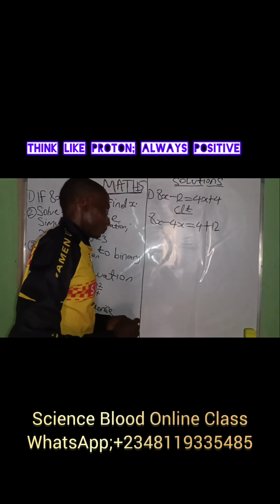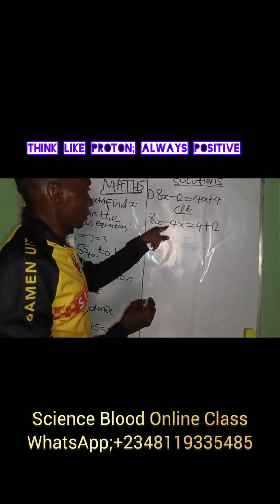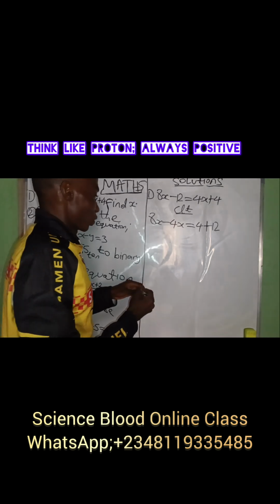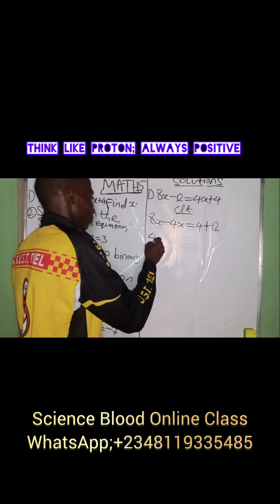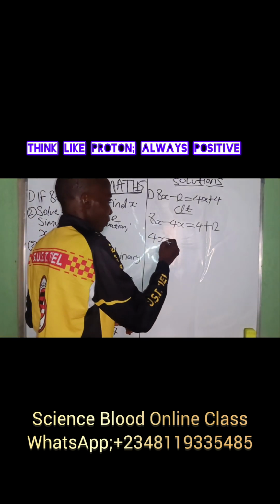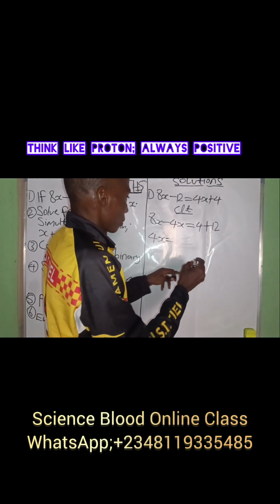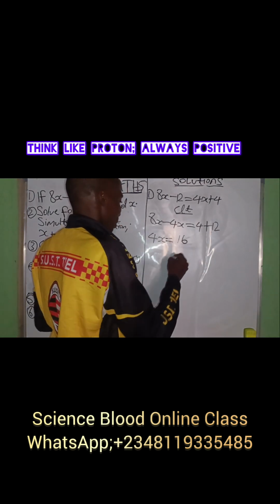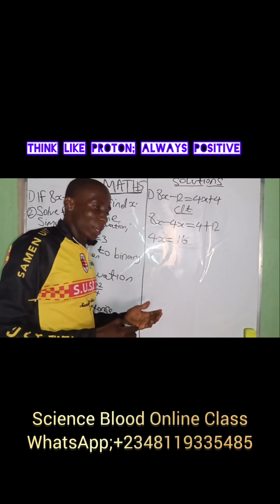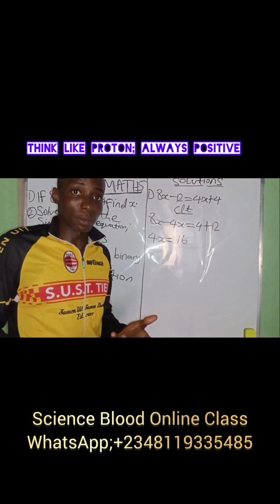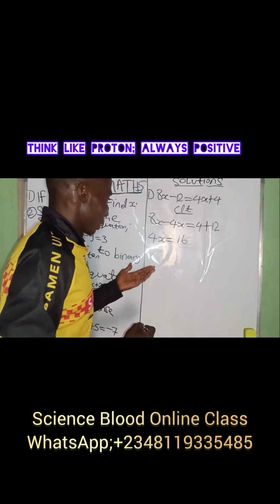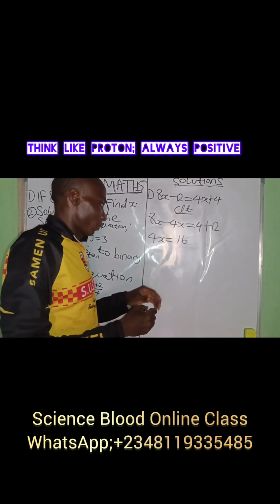Okay, let's continue. Now, 8x minus 4x will give us 4x equals 4 plus 12 is equal to 16. So upon this level now, we divide both sides by the coefficient of x. And the coefficient of x here is 4.